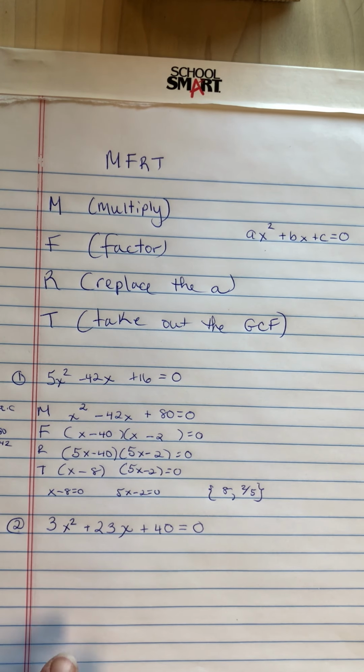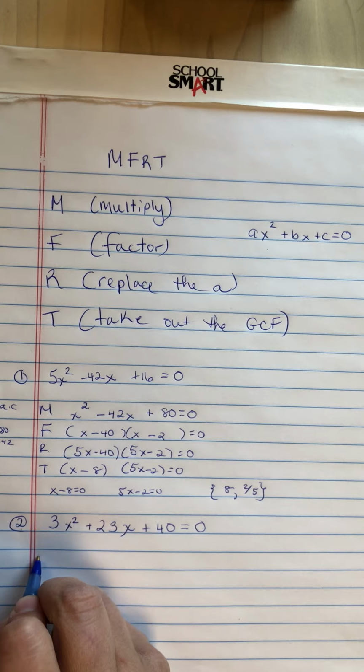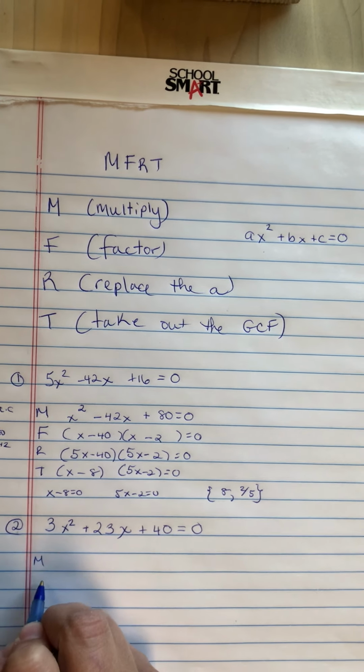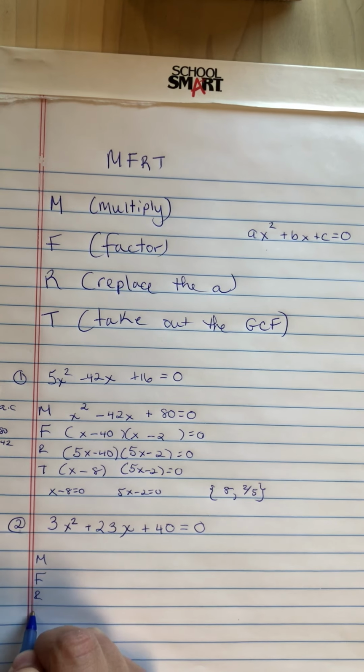Now, I'm going to do the next one also, but maybe you might want to pause the video, try 3x squared plus 23x plus 40 equals 0, and then press play when you think you got an answer, right? So I'm going to do it now. Pause. All right, now hopefully you unpause and you're ready to check your work.